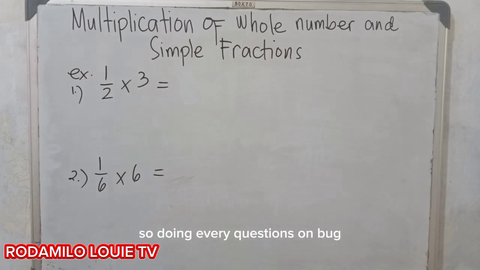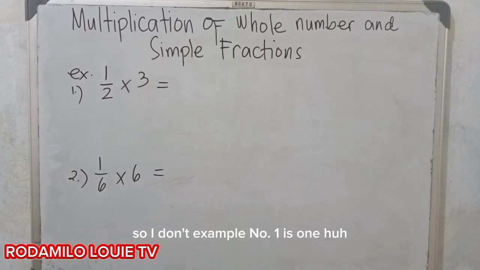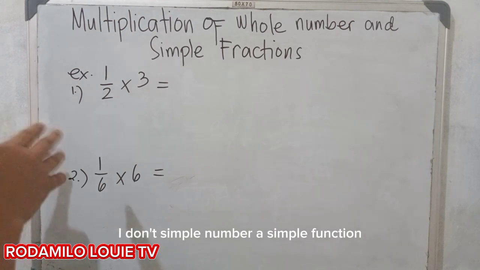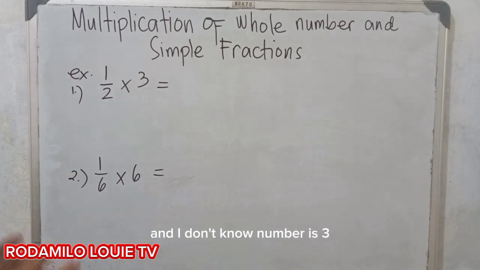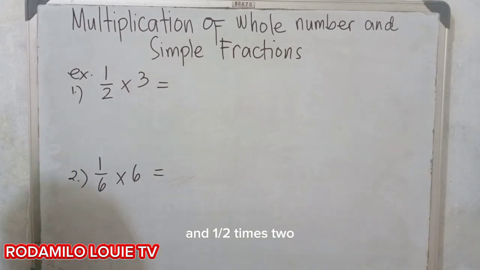So, nag-request sa pag-multiply sa simple fraction ug whole number. Ang atong example number 1 is 1/2, ang atong simple fraction, and ang atong whole number is 3. So, pag-answer ang 1/2 times 3.